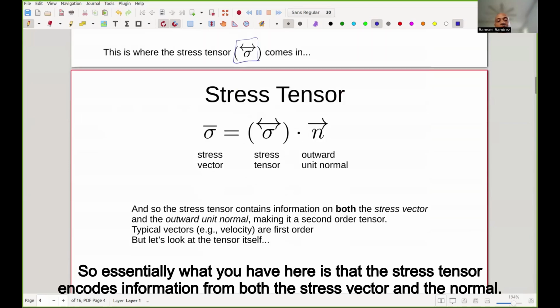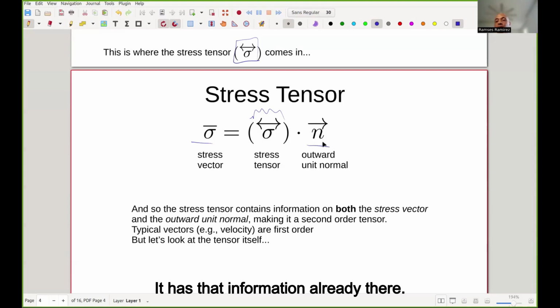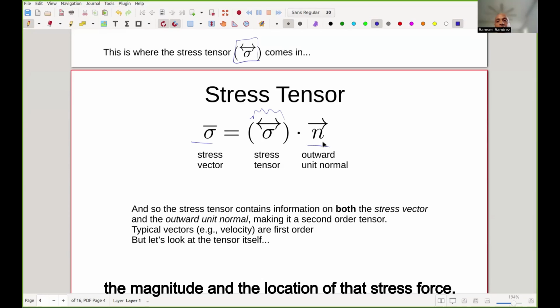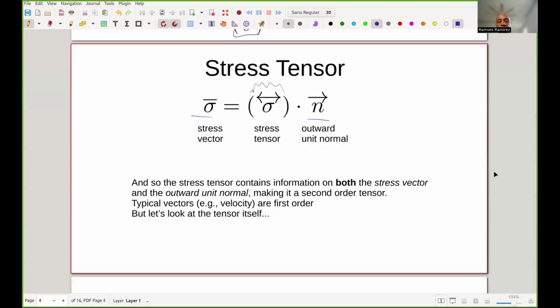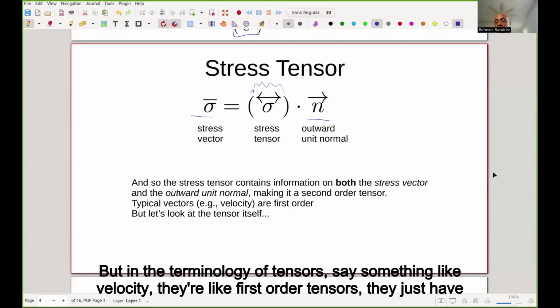So essentially what you have here is that the stress tensor encodes information from both the stress vector and the normal. It has that information already there. So it already tells you something about the magnitude and the location of that stress force. That's what makes it a second order tensor, because it contains two things, the stress vector and the outward unit normal.